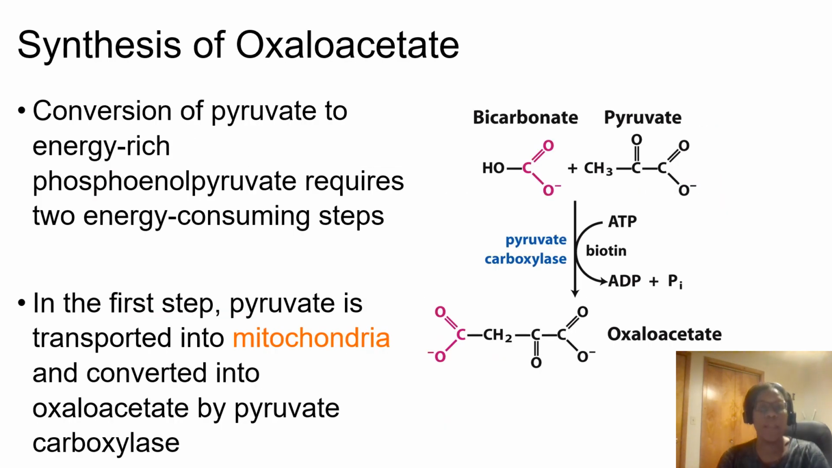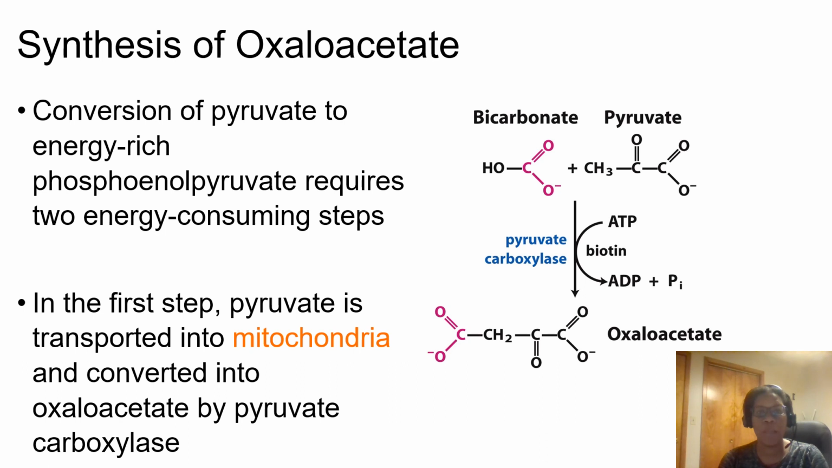The last step in glycolysis, step 10, is to convert PEP into pyruvate. And so the first couple of steps in gluconeogenesis is to convert pyruvate into the PEP molecule. The conversion of pyruvate into the energy-rich phosphoenolpyruvate, or PEP, requires two energy-consuming steps.